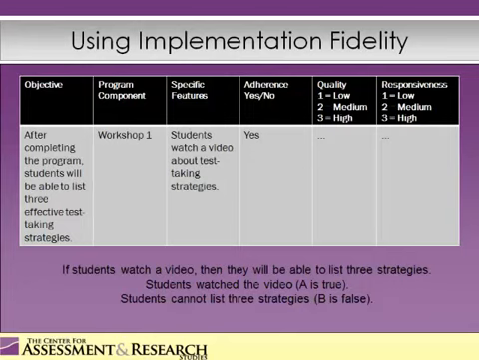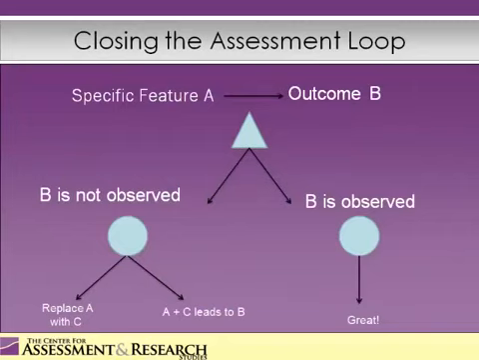So we know from the implementation fidelity assessment that A is true. And we can see that here, because we know that this actually occurred within the program. So if they cannot list the 3 strategies, then we are building a decent line of evidence to suggest that the video is not effective. So let's consider some possibilities for how we may handle this situation.